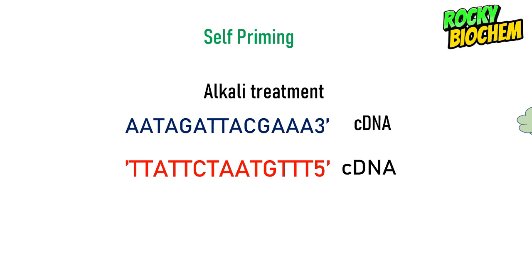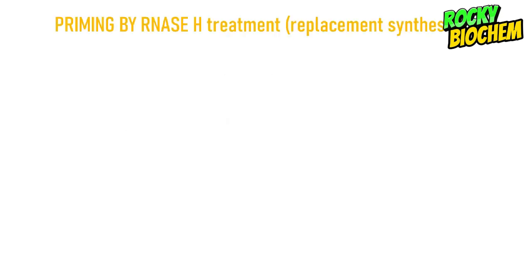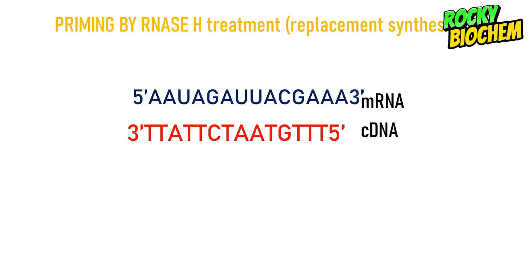For second strand synthesis, we also have what you call RNase treatment or replacement synthesis. So what we are going to do here is treat the mRNA-cDNA hybrid obtained from first strand synthesis with the enzyme called RNase H. The RNase has the ability to degrade mRNA partially. That is, it will degrade the mRNA partially in such a way that only gaps are created in the mRNA.